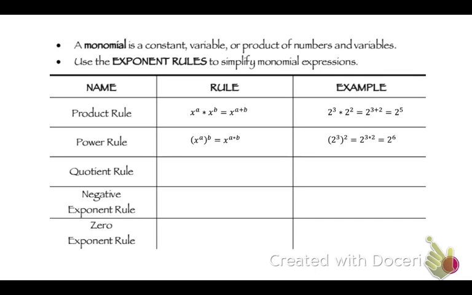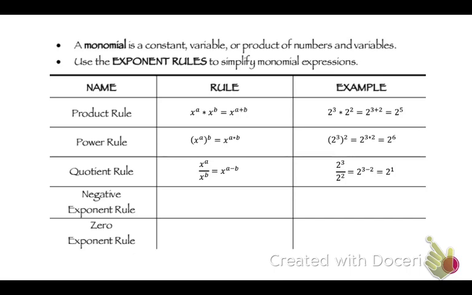Quotient rule, well, product is multiplication goes with adding. Well, division goes with subtraction. So x to the a divided by x to the b, that's x to the a minus b, which would be like 2 to the 3rd over 2 to the 2nd is 2 to the 3 minus 2, which is 2 to the 1st power, which is just 2.